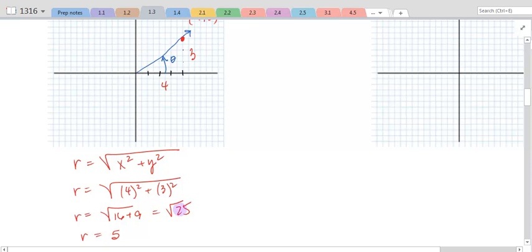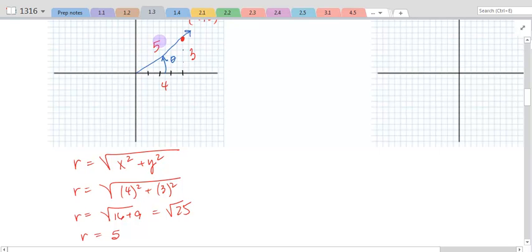Now normally when we take the square root of a value, we get both the positive and the negative values, but because we're talking about r here, and r is the distance from the origin, and distances are always positive, then r will always be positive. Plus you might recognize that this is a special triangle that you learned in geometry. It was a 3, 4, 5 triangle, so you can do it faster that way as well.